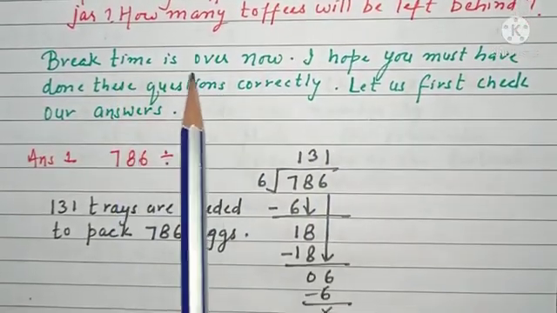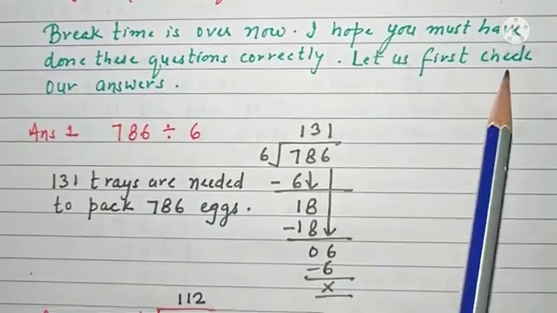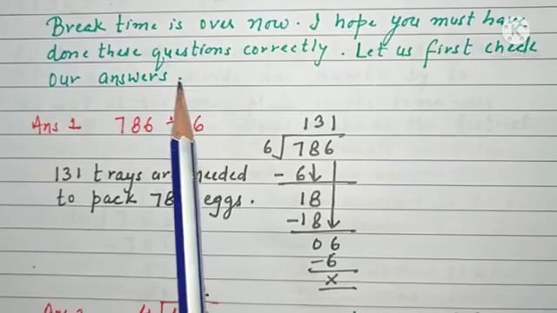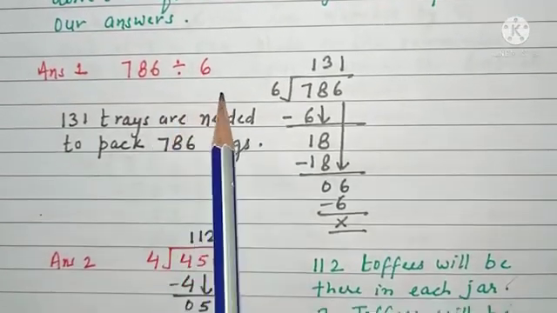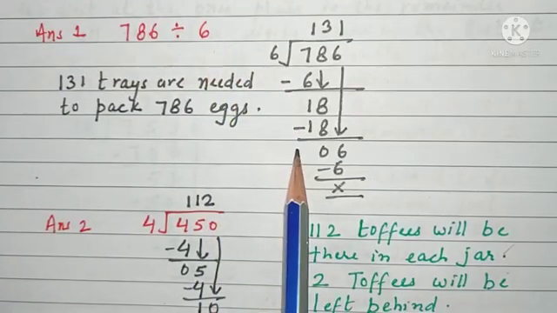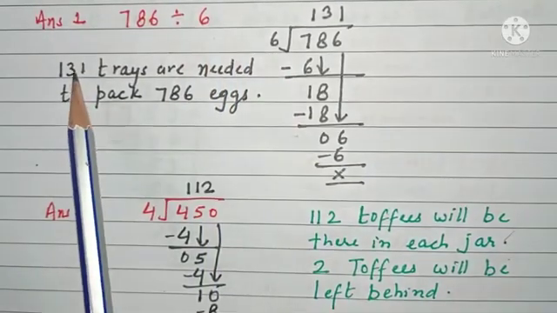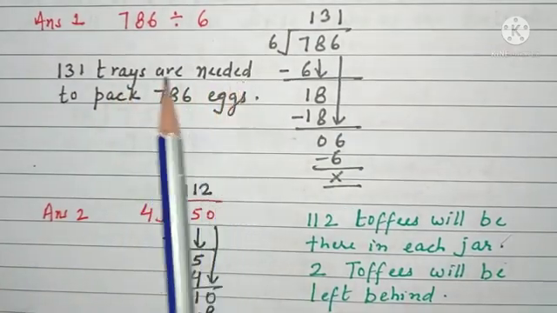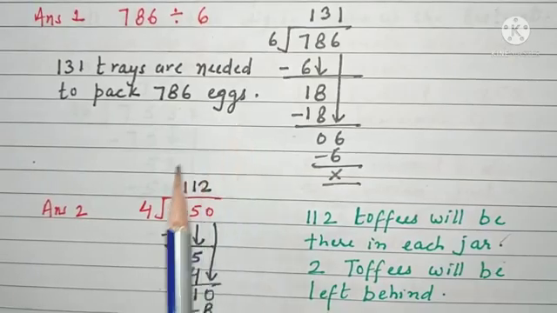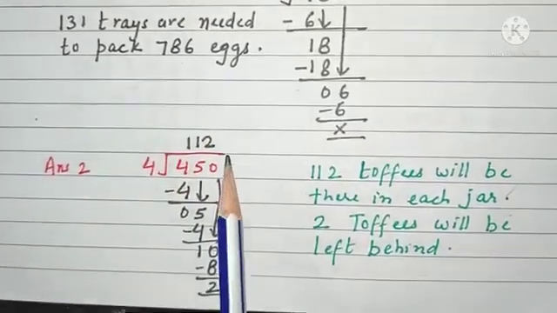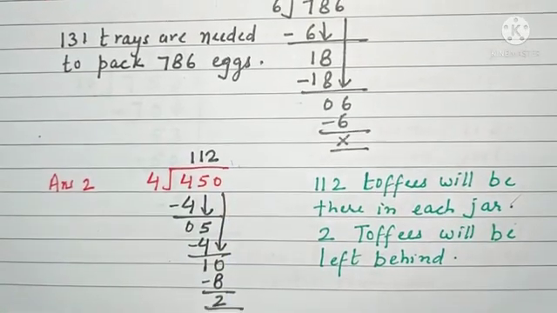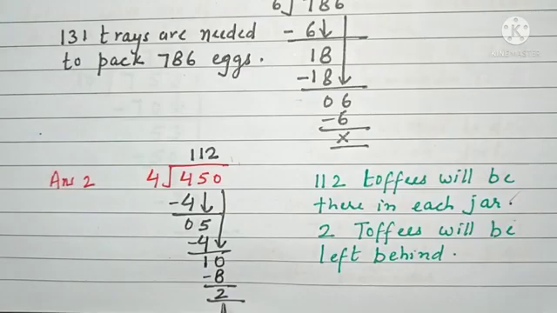So my dear students, the break time is over. I hope you must have done these questions correctly. So let us first check our answers. The first answer can be done by dividing 786 by 6. So while doing the division sum, we have got the answer as 131 trays are needed to pack 786 eggs. And for answer number 2, we have got 112 toffees will be there in each jar and 2 toffees will be left behind.